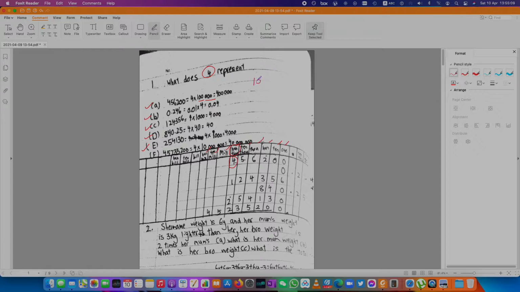So you write the 100 first, am I right? And then next you write the 1000. So it's very clear, and it's very hard to make mistakes if you do it this way. So part A is correct.